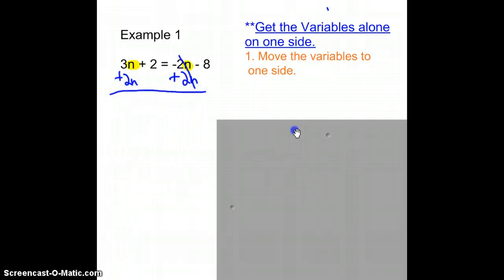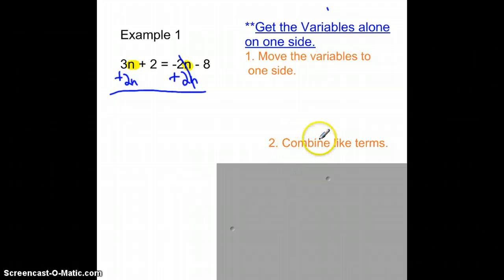Right? Now what I do is, on this left side, I'm combining my like terms. I've got n and n right here. These are like terms, so I'm going to combine them. 3n plus 2n is 5n. Bring down the rest of the equation. Plus 2 equals negative 8.